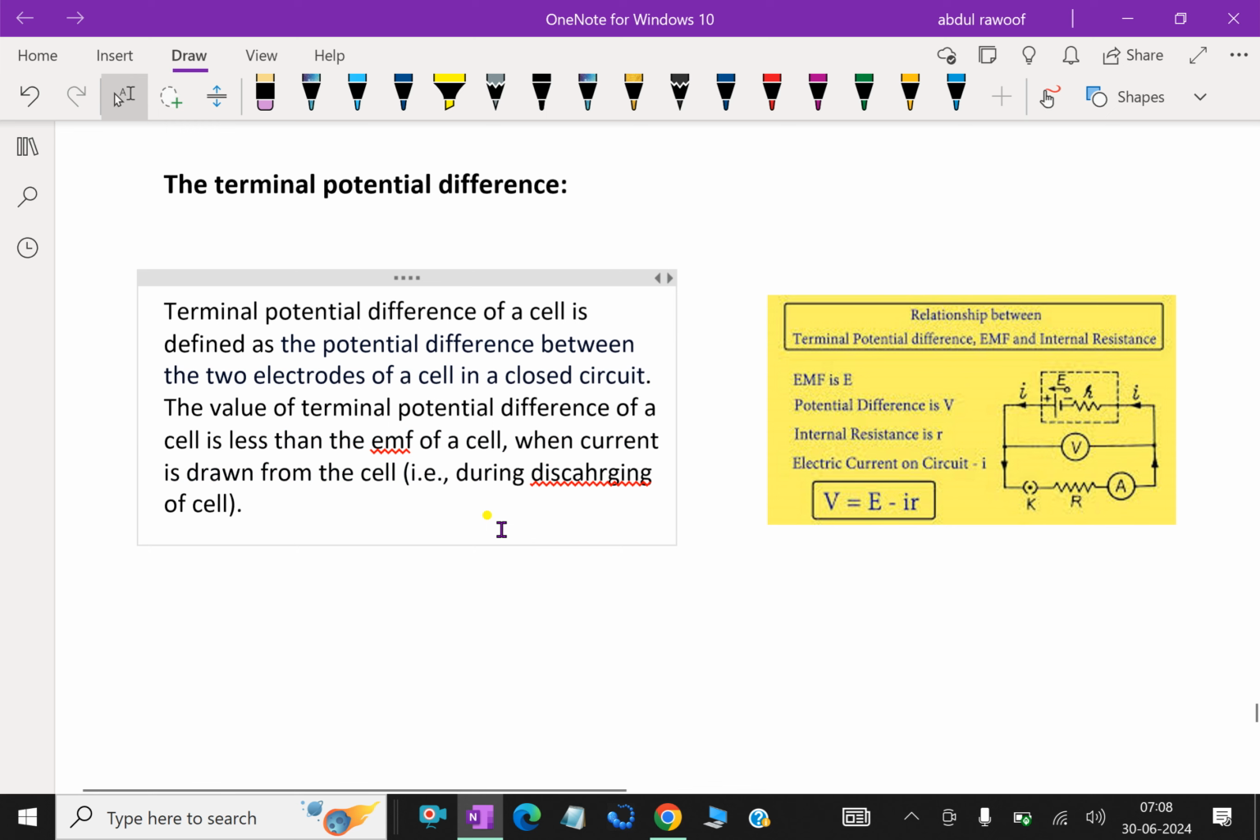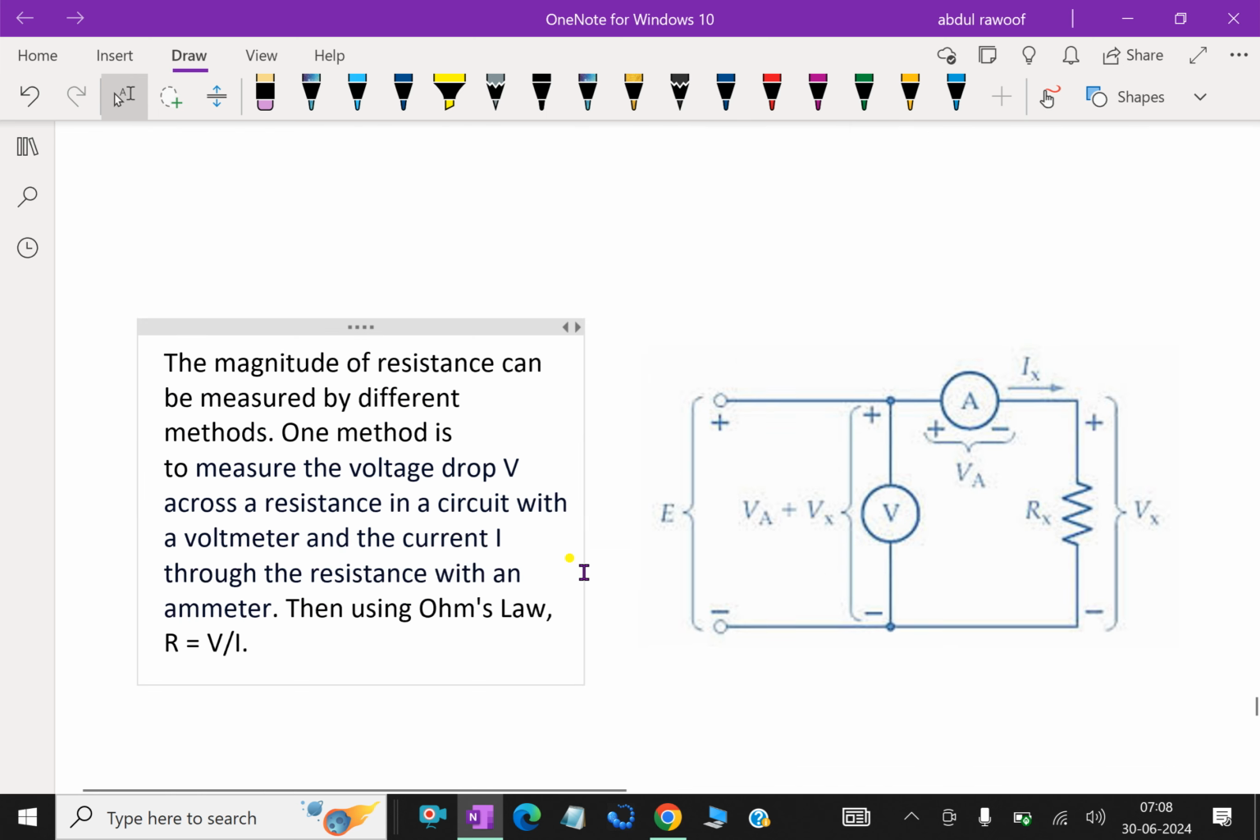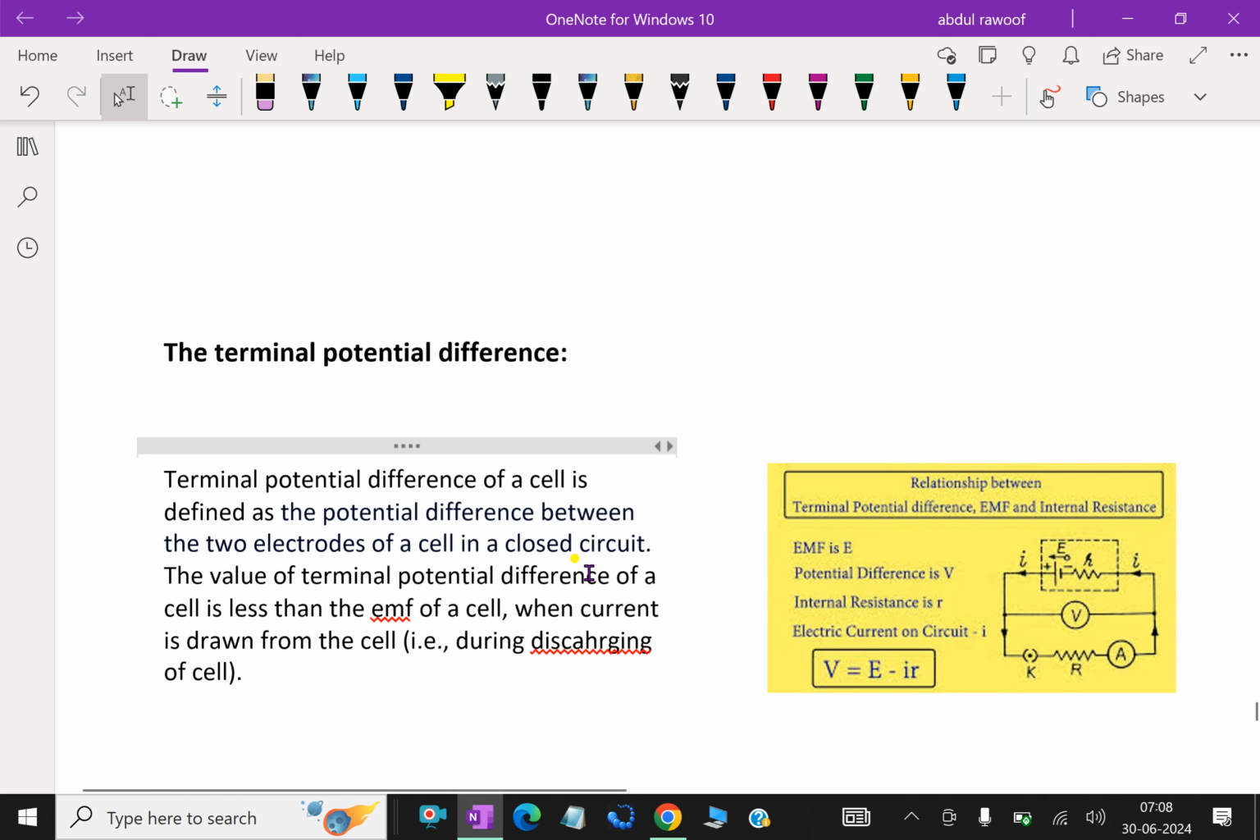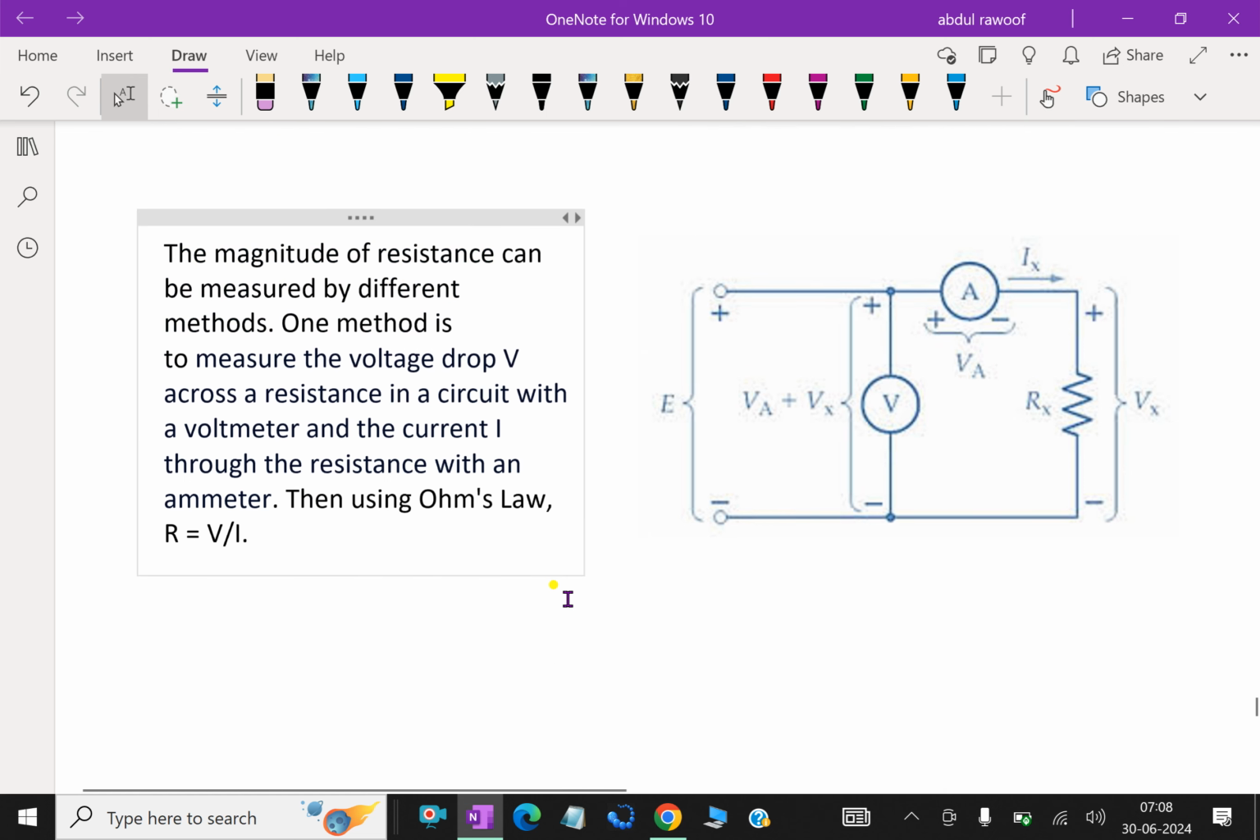Next one, terminal potential difference. But before that, further explanation of the measurement of resistance by ammeter and voltmeter.